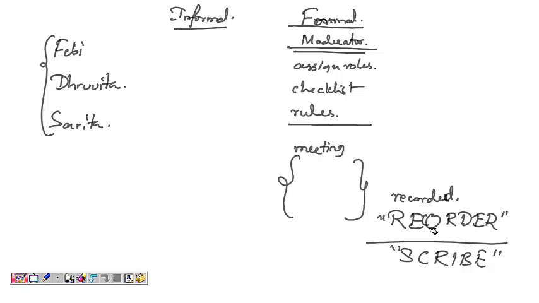So a scribe or a recorder is going to record all the happenings of this meeting. What were the issues identified? What were the conclusions, solutions? What are the ones that are open and to be followed up? What is the success rate of this? Whatever has happened in this meeting is recorded.